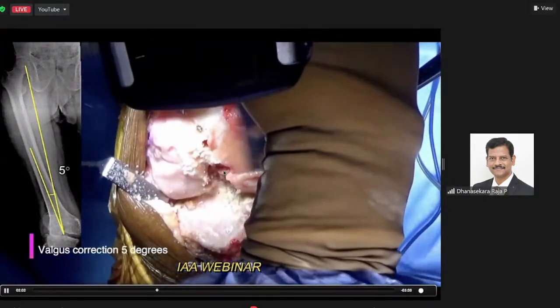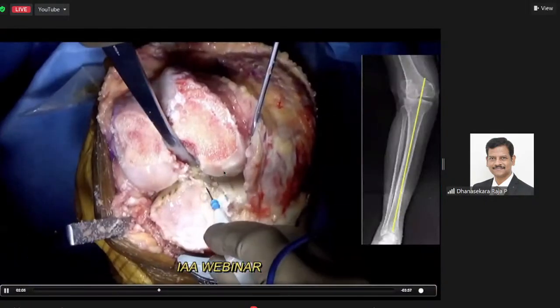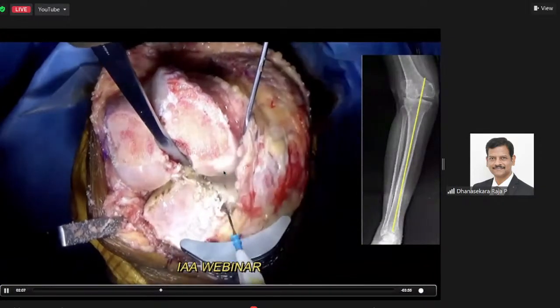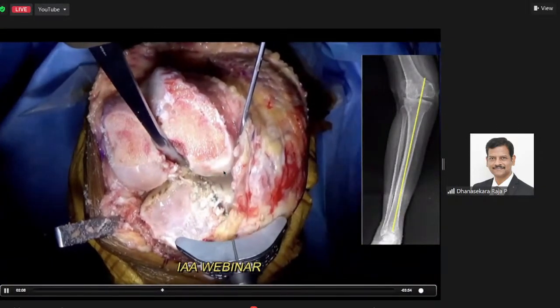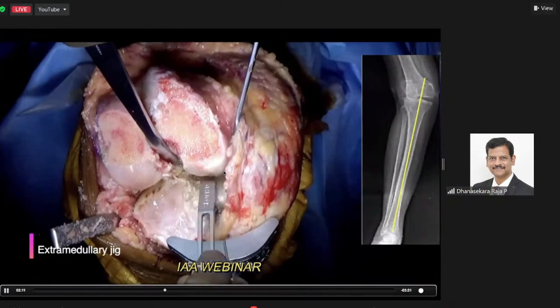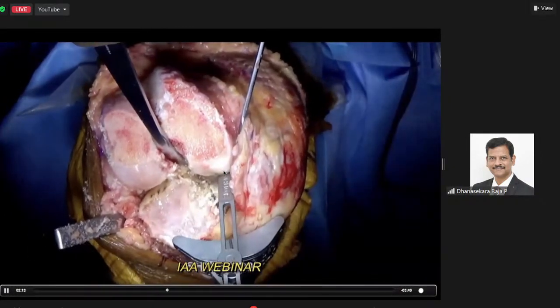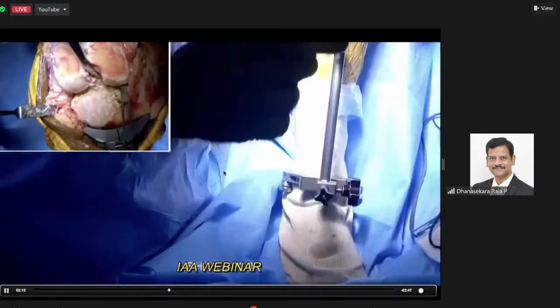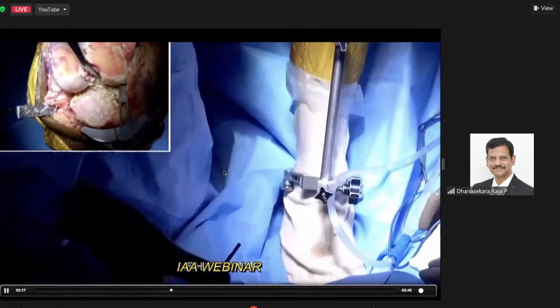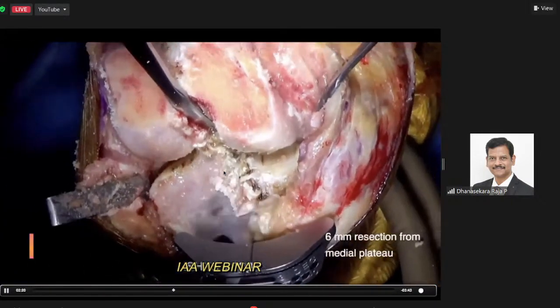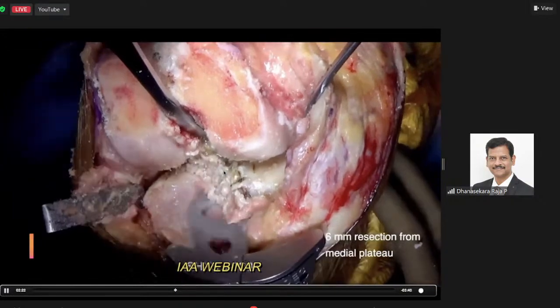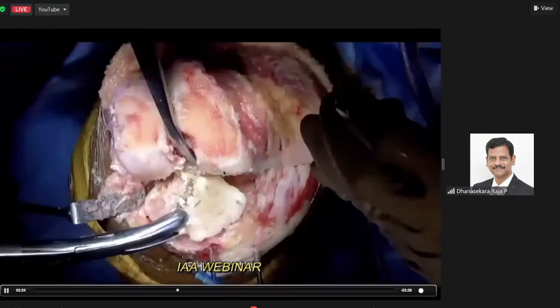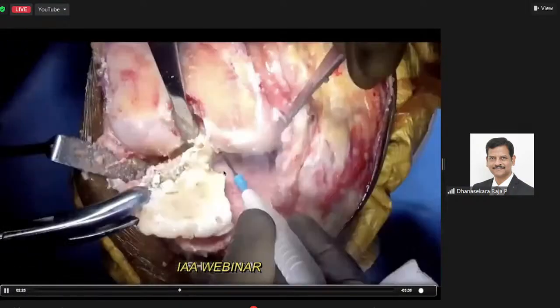So we use a valgus correction angle measured from the preoperative X-ray, do the standard distal femoral cut, and then doing the tibial cut is a bit tricky because you are approaching from the lateral side. Always mark the center of the tibial plateau and then use the extramedullary jig. You need to account for the extra-articular deformity also, which is present in some cases. So we do a minimal resection from the medial plateau.